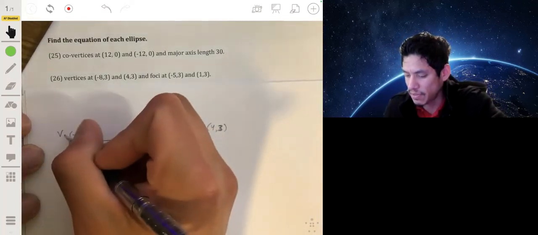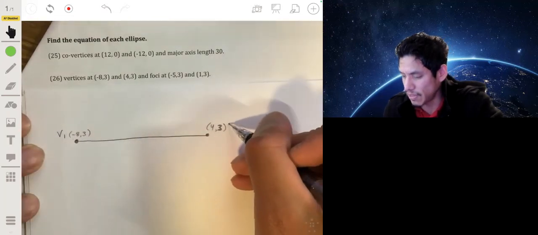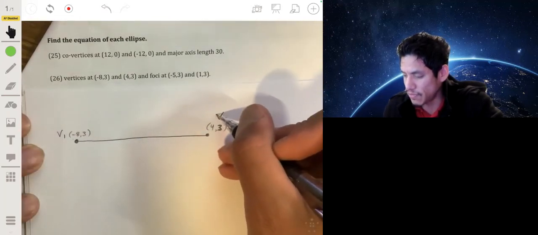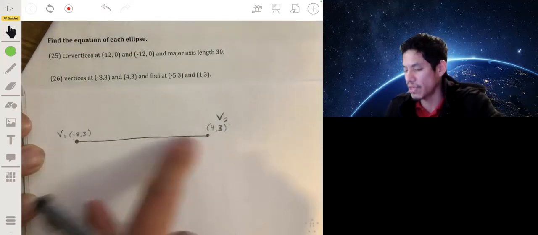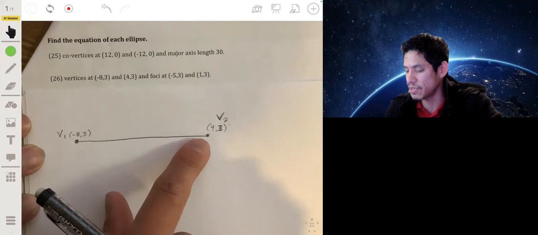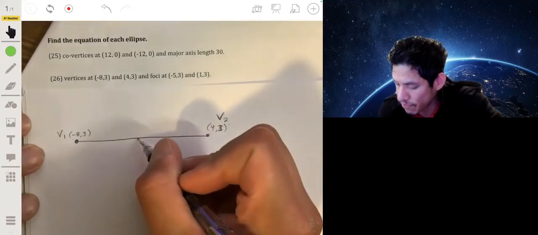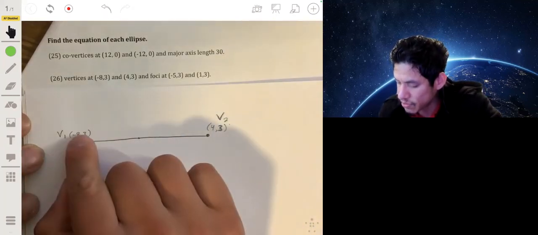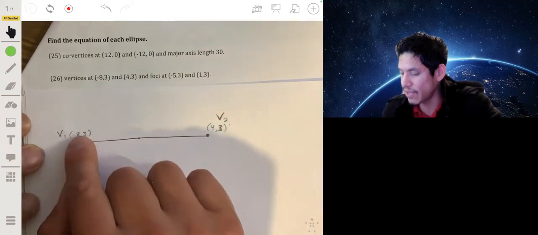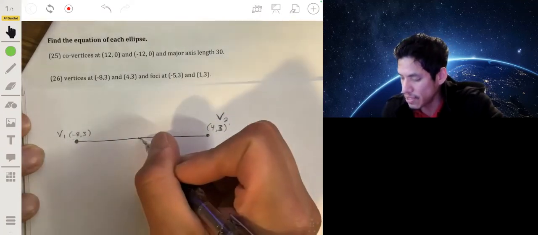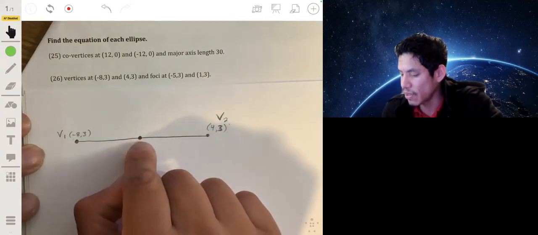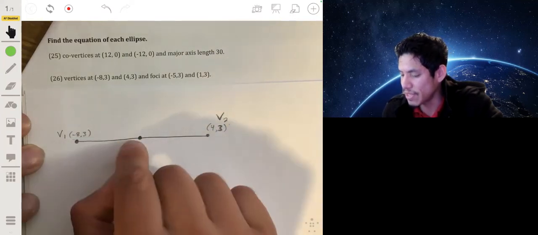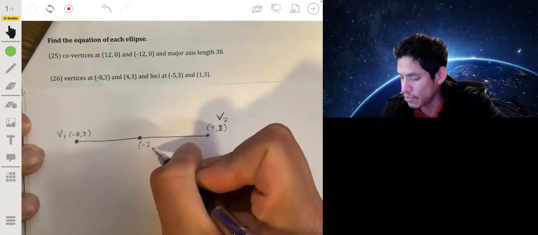Let me just write that V1 and V2 to represent vertex 1, vertex 2. So then the center is going to be midway between these 2 points. These are horizontally across from each other. So these are 12 units apart because -8 to 4 is 12 units. So half of 12 is 6. So 6 away is the center. So that means that the center will be at (-2, 3).